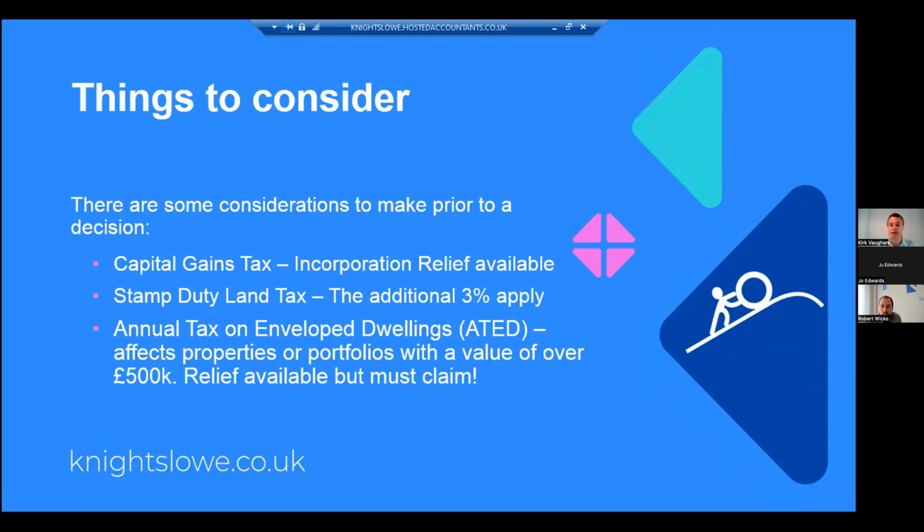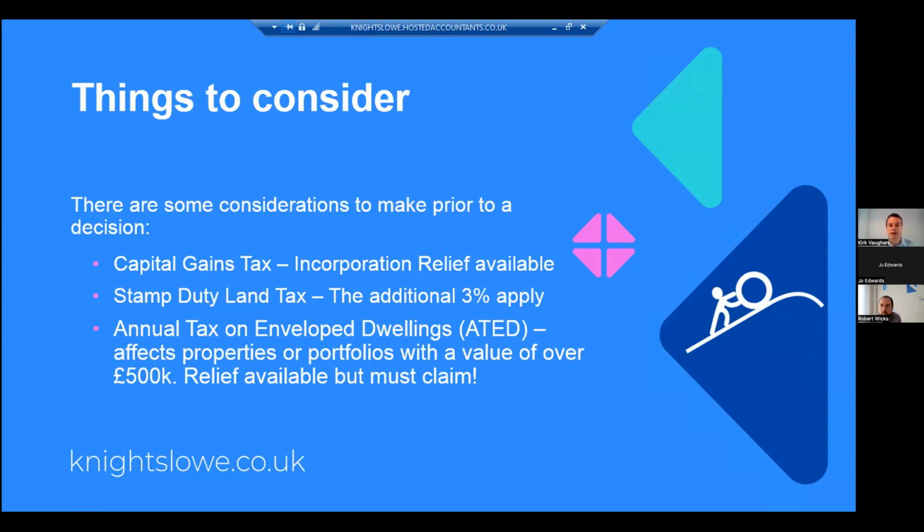Luckily, there is another relief that you can use to mitigate that tax liability. This relief applies for partnerships that are transferring their business to a company, and broadly will apply as long as you've got the same ownership before and after. So you've got the same partners and owners in the partnership as the owners of the company afterwards.